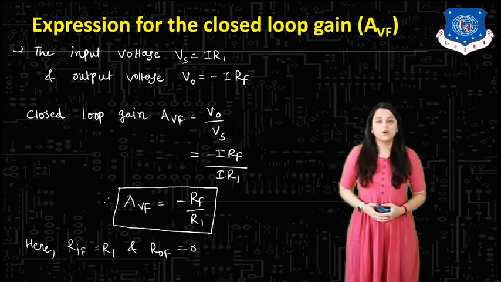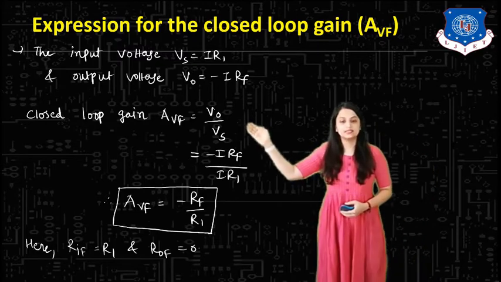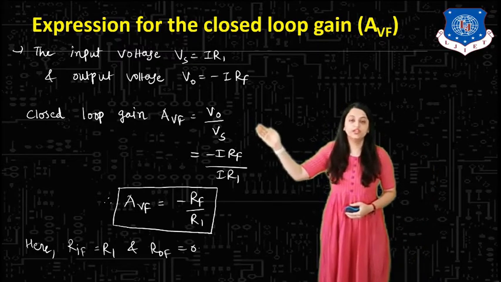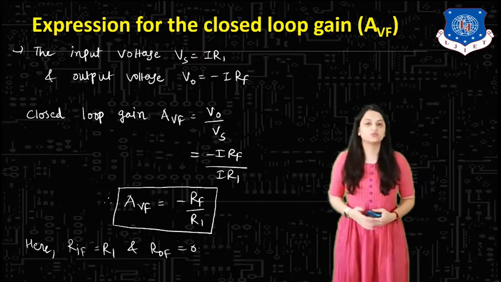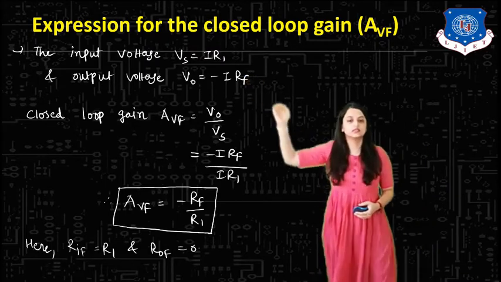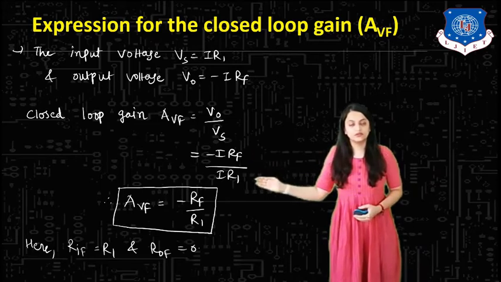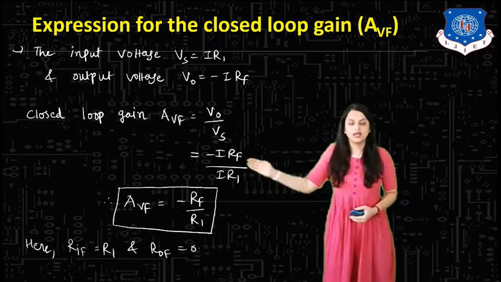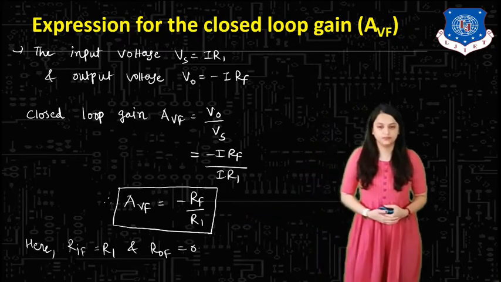If you want to obtain the closed loop gain, the equation will be AVF equals Vo by Vs, where Vo is the output and Vs is the source voltage. We have obtained the equations for these too. Here Vo equals minus I Rf and Vs equals I R1. I will be cancelled out. So the closed loop gain equation will be AVF equals minus Rf by R1.